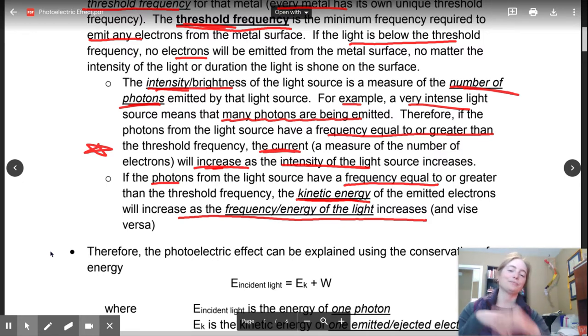If light behaved as a wave in this scenario, the energy of the particles would increase as the intensity increased. If we were to increase the energy of the wave, we'd be increasing the amplitude, how high that wave went. Think of sound waves: when you have really loud music, that's the intensity of your music. The higher the amplitude, the louder the sound.